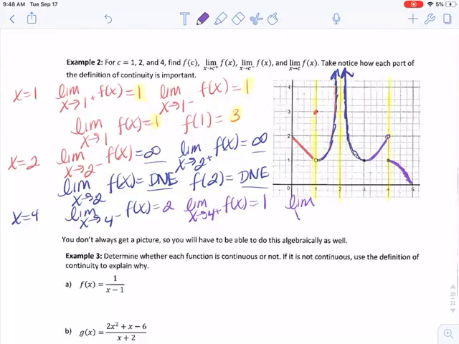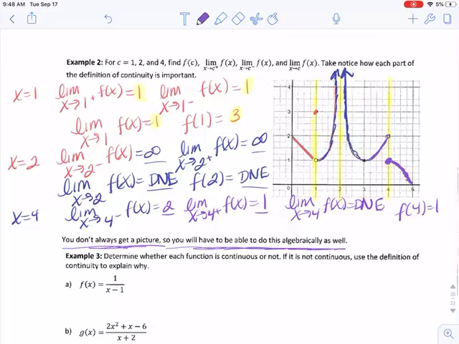Therefore, the limit as x approaches 4 of f of x is DNE, and that's because these two numbers are not the same. F of 4 is the dark circle, which is 1. So, again, this graph is not continuous at x equals 4 because all 4 of these values will have to be the same in order for it to be continuous. And so notice what it says, you don't always get a picture, so you will have to be able to do this algebraically as well.